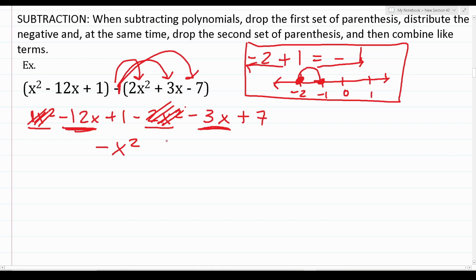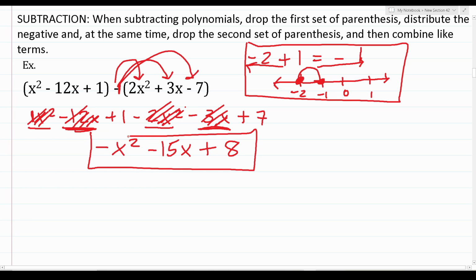Negative 12x minus 3x is negative 12x, negative 13x, negative 14x, negative 15x. And let's cross them out now that we've combined them. And then finally, we have 1 plus 7, which is just 8. All right, so that's all there is to subtracting polynomials.